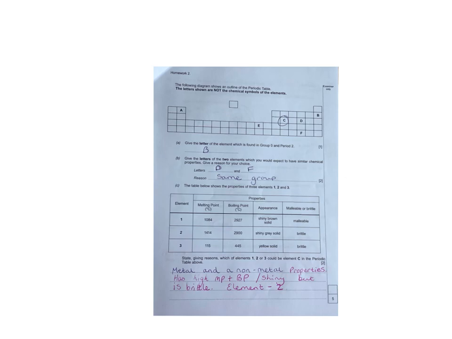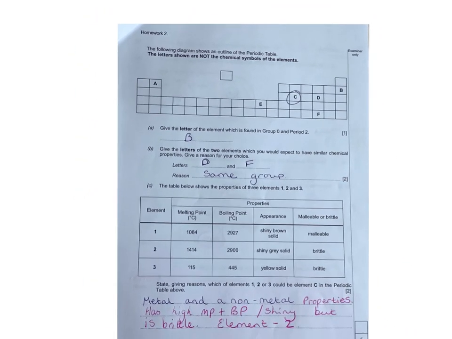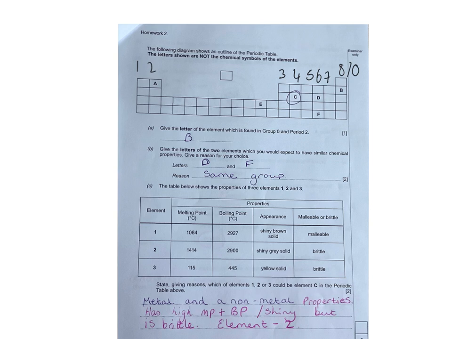Next one was a little question about the periodic table. Which element is found in group 0? So if I was to count them out, 1, 2, 3, 4, 5, 6, 7, and then this is 8, or it's known as 0. And then period 2, count down, remember hydrogen, helium, and 1. So count from this side, 1, 2, 3, 5. So it would be B.